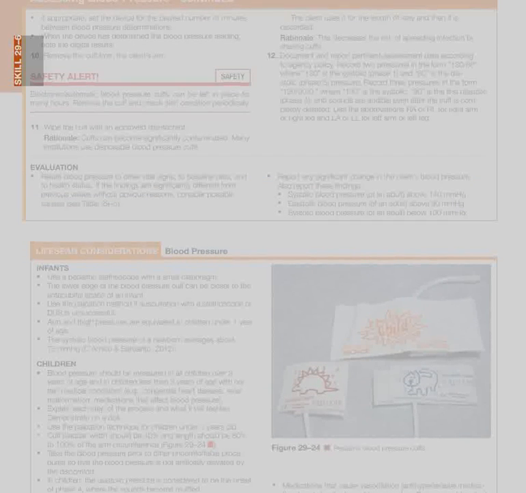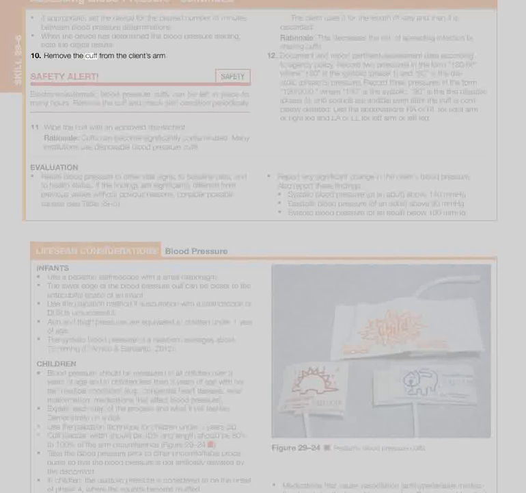Skill 29-6. Evaluation: relate blood pressure to other vital signs, to baseline data, and to health status. If the findings are significantly different from previous values without obvious reasons, consider possible causes, see Table 29-5. If appropriate, set the device for the desired number of minutes between blood pressure determinations. When the device has determined the blood pressure reading, note the digital results.